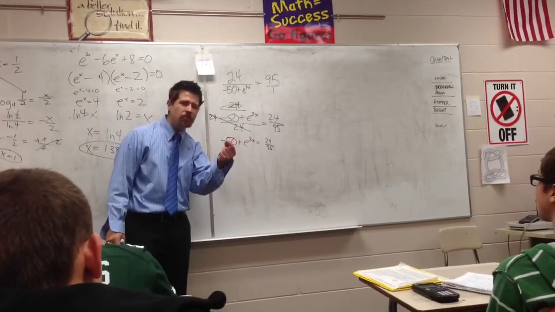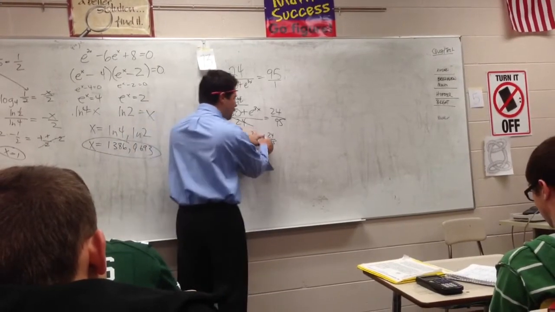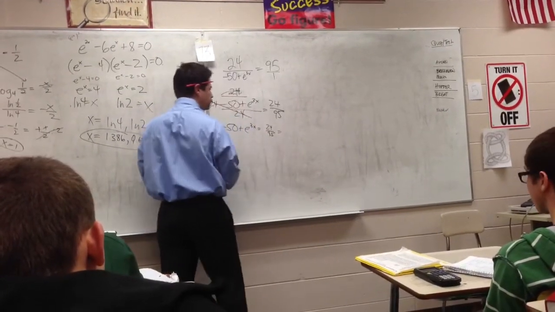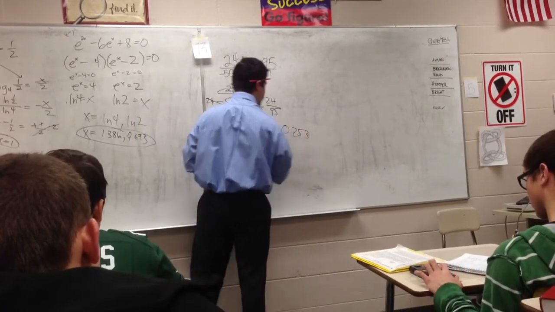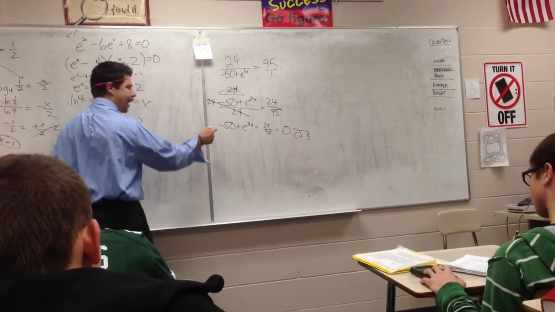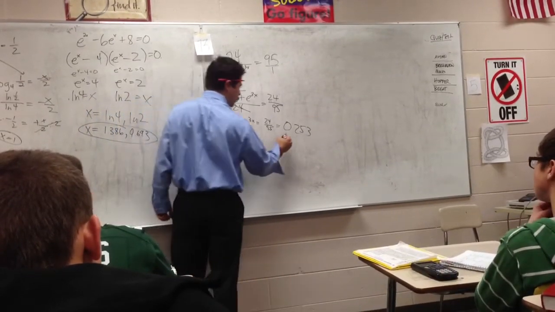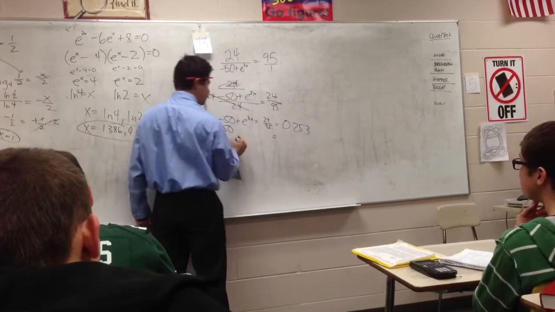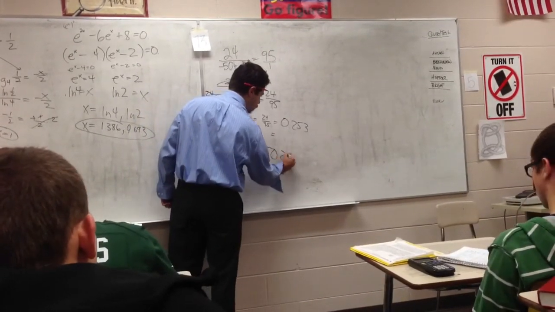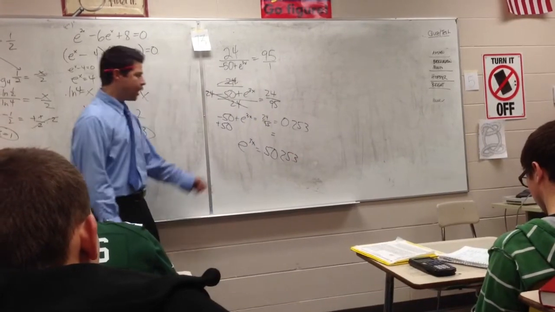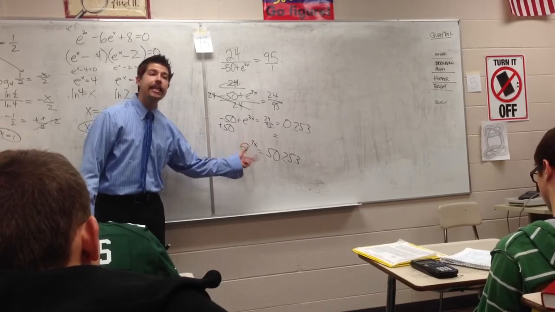And again, decimals are probably a little bit easier to work with. Somebody give me 24 divided by 95 as a decimal, please. 0.253. Now, I've got to get rid of this negative 50. So let's add 50 to both sides. What I have here is e to the 3x power is equal to 50.253. And now I have an equation that I recognize. Now I have an equation that I can deal with.